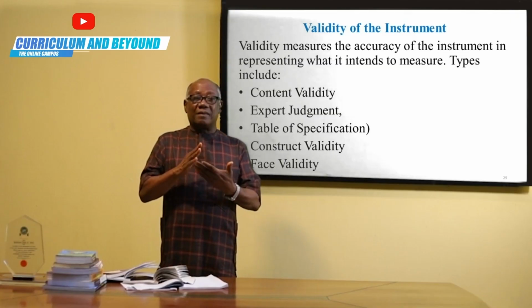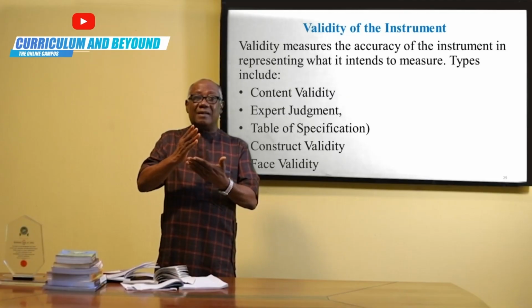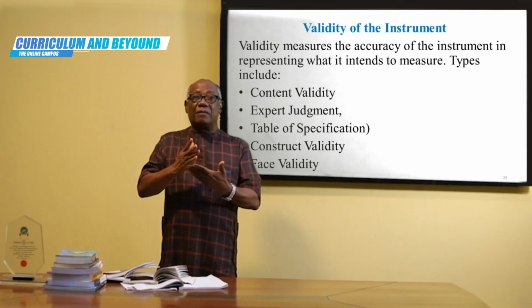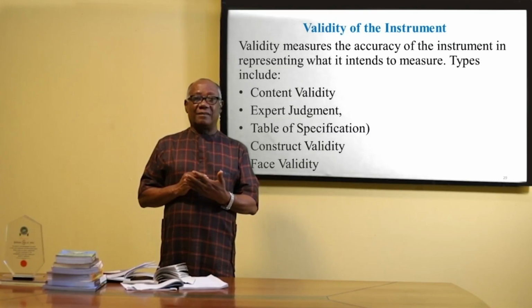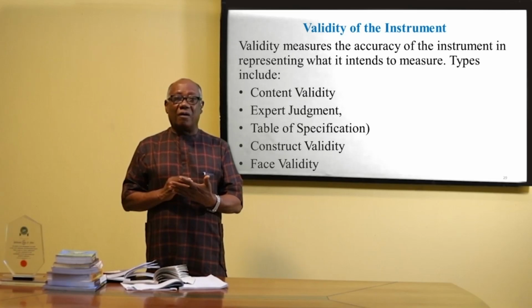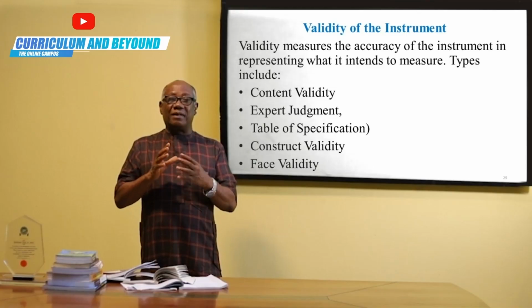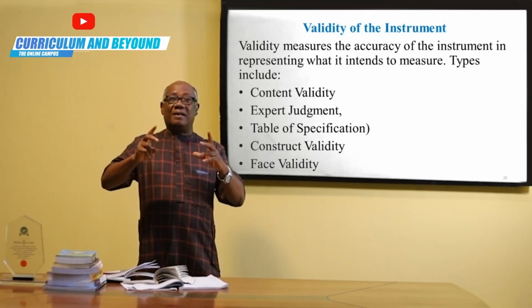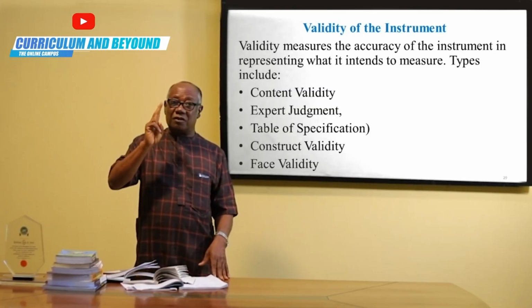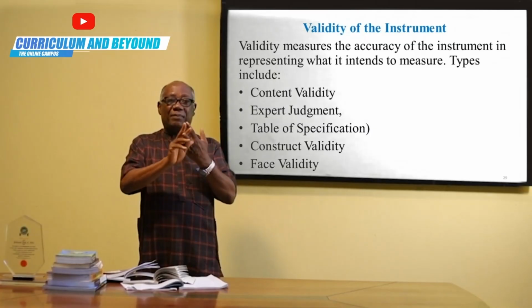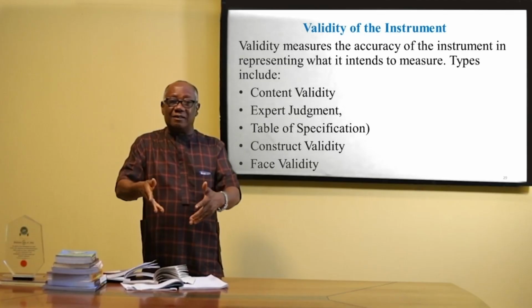You just ensure that the language you use in your instrument is at the level of the sample or population you are using for the study. Now, for expert judgment, you are bringing experts in your field. They could be your supervisor and two other persons. Let them not be only your supervisors, but two other persons who are also in your discipline. You give it to them to look at the instrument.